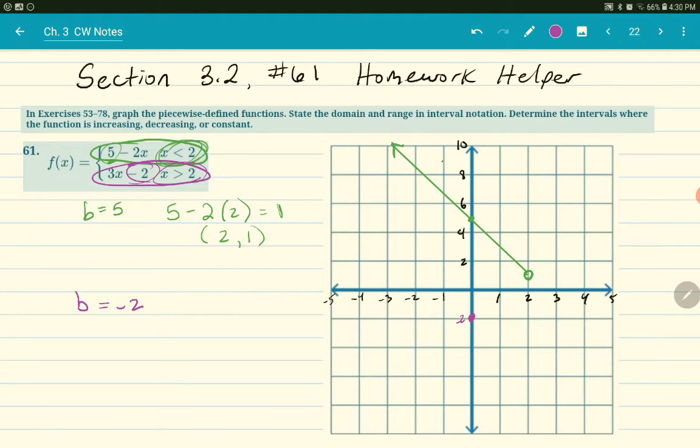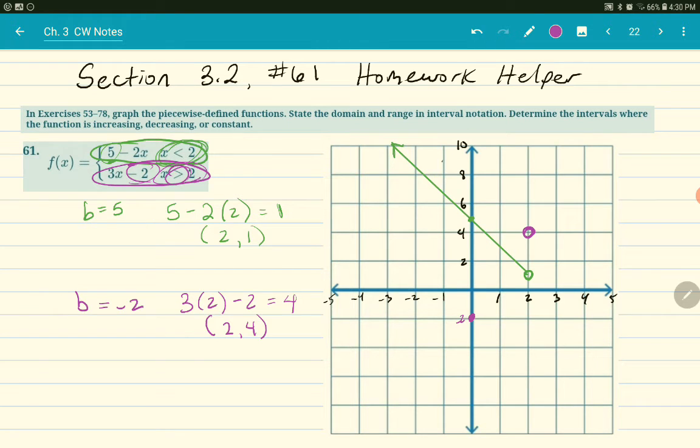And I'm also going to plug in that 2 because there's going to be a hole there. So when x equals 2, I get 3 times 2 minus 2. Then y equals 6 minus 2, which is 4. So I know that that purple graph will contain the point 2, 4. So I go to 2, 4, and I know there's a hole there because it's never equal, right? It's strictly greater than. So there's going to be a hole there.